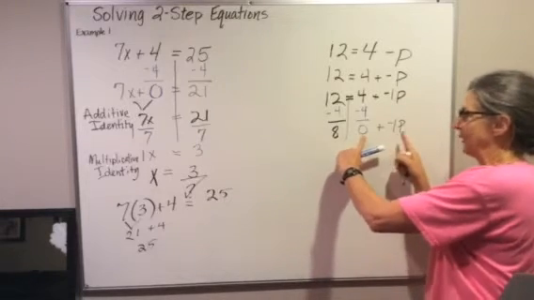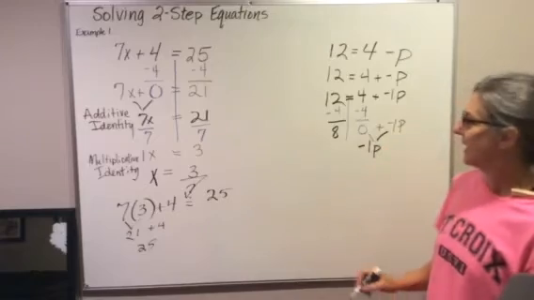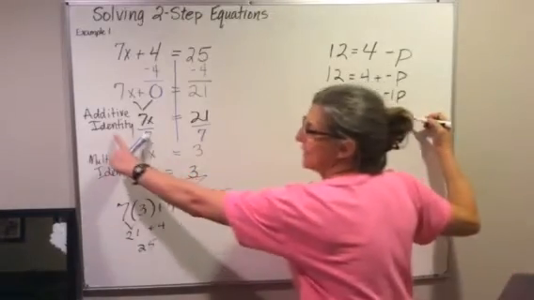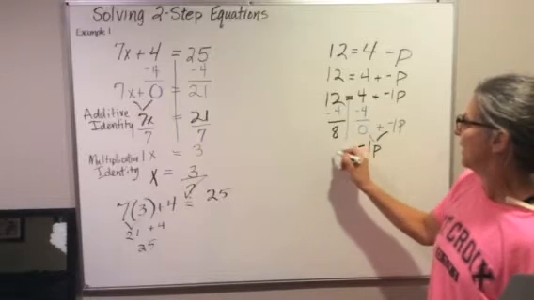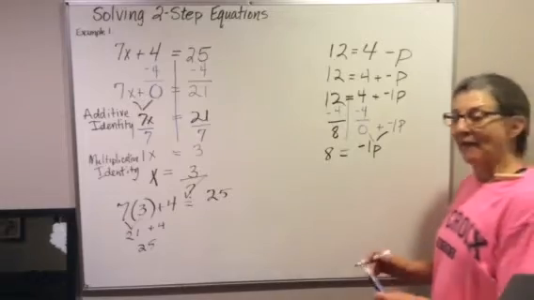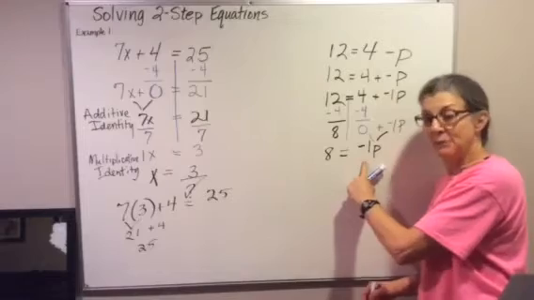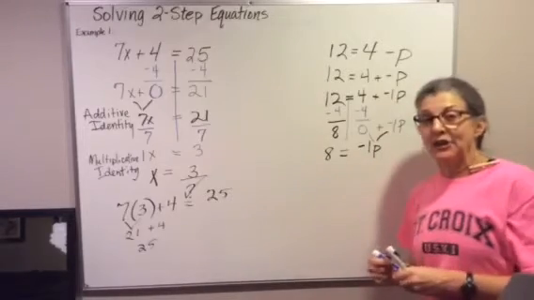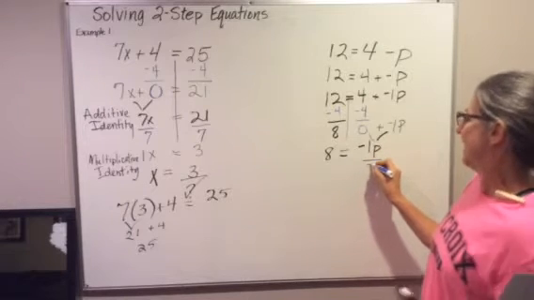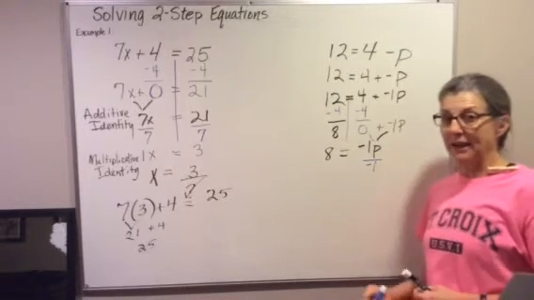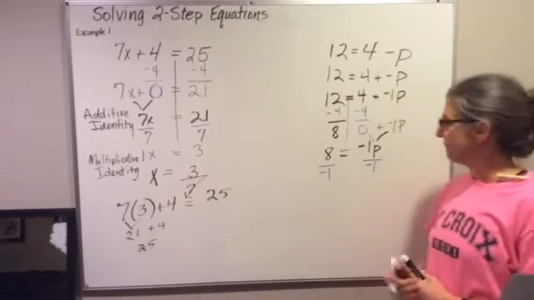So now here, 0 plus negative 1P is just negative 1P when I add those together. That's the additive identity, just like here. And then on this side, I have it equal to 8. Now, I got to get P alone. It's negative P, or negative 1 times P. So I can use the multiplicative identity, and I can divide negative 1 by negative 1, its multiplicative inverse, and divide 8 by negative 1.